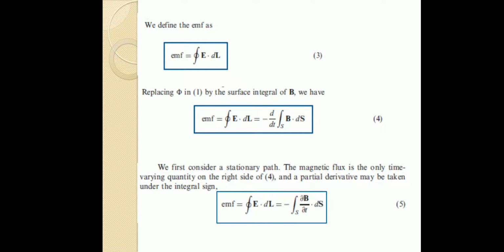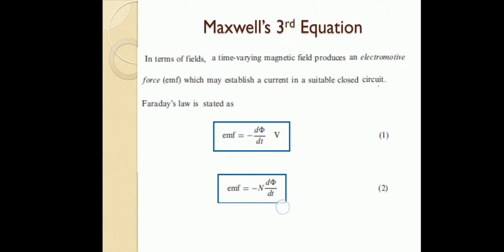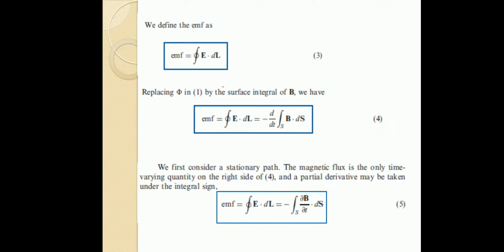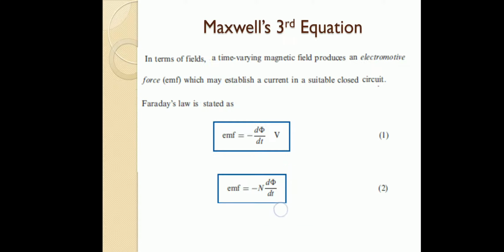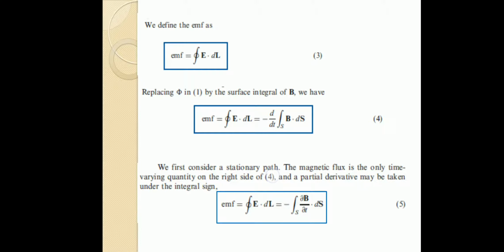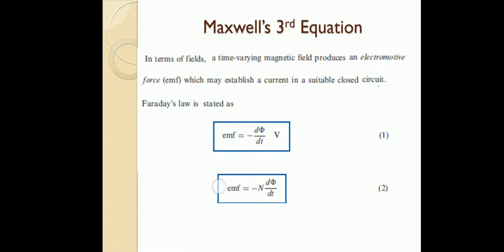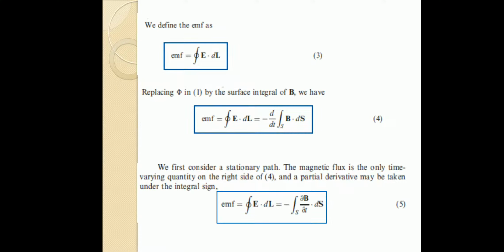Now recall that for a static field, this EMF is 0. That means the line integral of E dot dl is 0. But for the time varying condition, there should be an EMF equal to the line integral of E dot dl. We can equate the two: the line integral of E dot dl equals the EMF, which is minus d phi by dt. Also, phi is the surface integral of B dot dS, so we can replace phi with the surface integral of B dot dS.